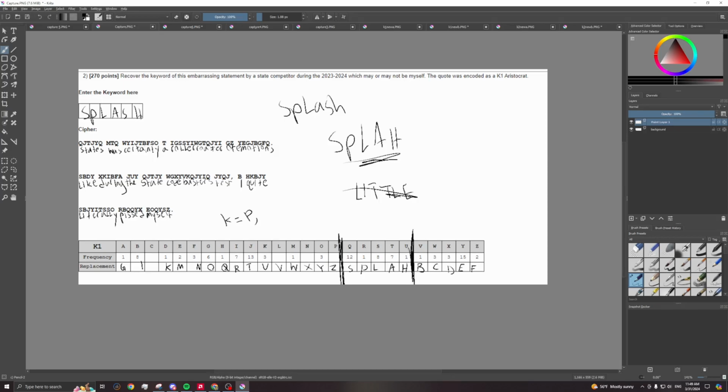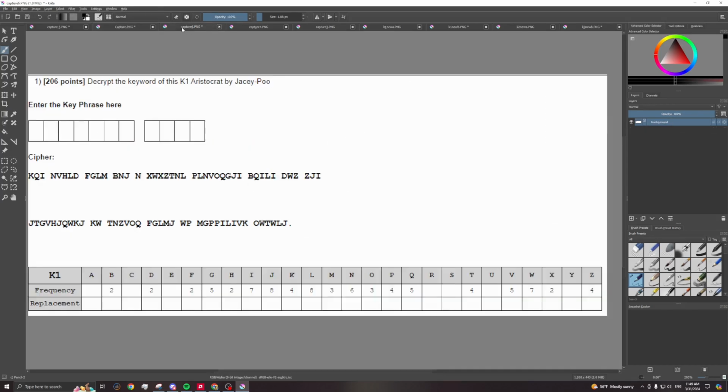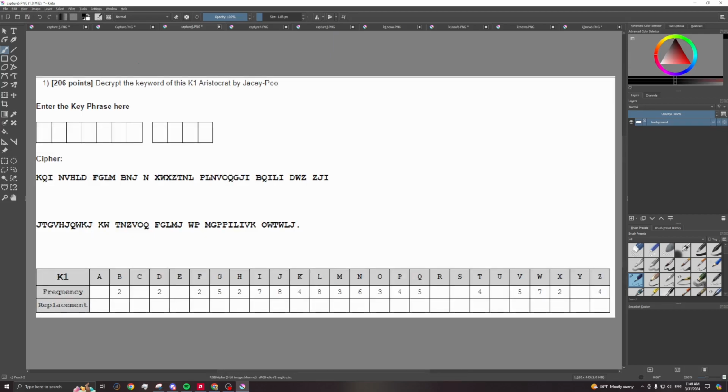So yeah, okay. And now for the next one, we have decrypt the keyword of this K1 was cut by JC Poo. Oh, and by the way, not for this one, but for a lot of other ones, there will be a lot of useful hints. Actually, even for this one, because it tells you that's a K1.